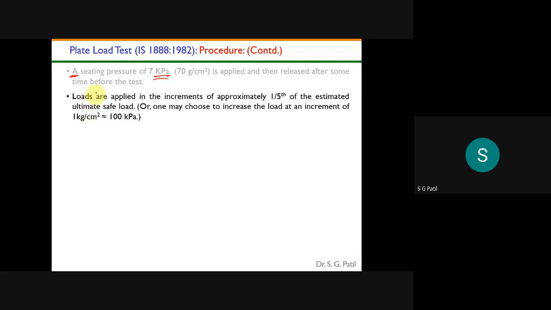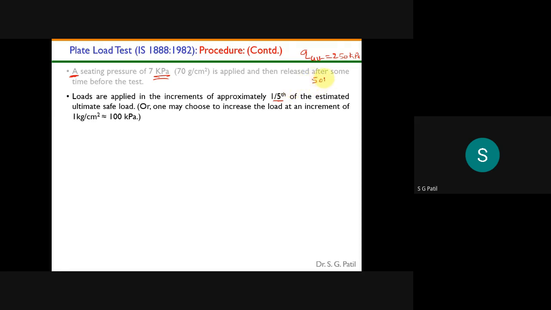The second step is that loads are applied in increments of approximately 1/5 of the estimated ultimate safe load. Suppose Q ultimate is around 250 kilopascal. Then 1/5 of this, 250 divided by 5, is around 50. So in intervals of 50 kilopascal you have to apply the load, 5 times.